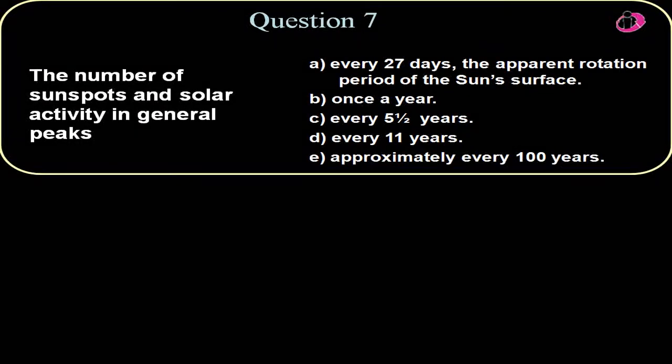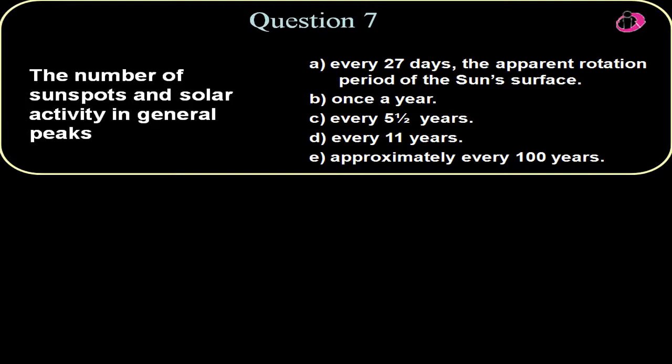Question 7. The number of sunspots in solar activity in general peaks. We're talking about the cycle, and the sunspot number peaks every 11 years, but the full cycle of the sunspot activity is 22 years as the polarity of the poles reverses. But we're only talking about the number here. So the one answer that we can possibly choose is every 11 years.